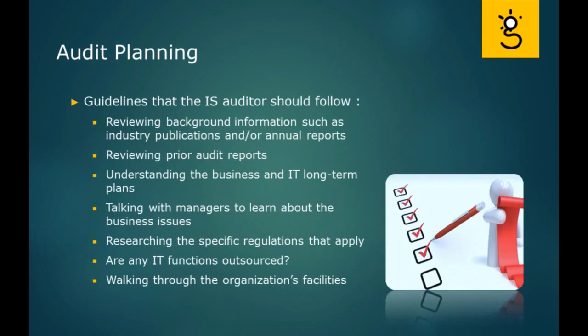Now, the guidelines that an IS auditor should follow are things like reviewing the background information, such as industry publications or annual reports. They should look at prior audit reports to see what issues were brought up in the audits done before this one. Understanding the business and IT long-term plans is a very important part of this. We need to remember that IT and IS is not the center of the business. We're there to support the business. If this business makes widgets, the purpose of IT and IS is to help support that business to make widgets, because that's how they make their money. And so we need to make sure we understand what the business needs are and what those long-term plans are.